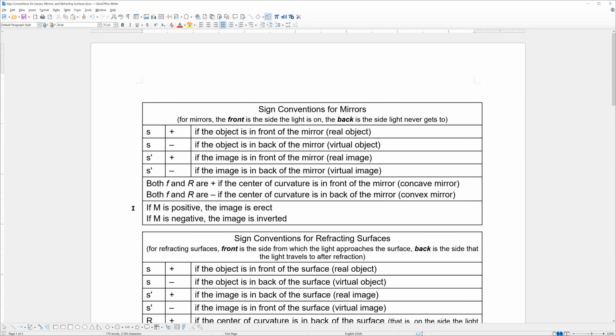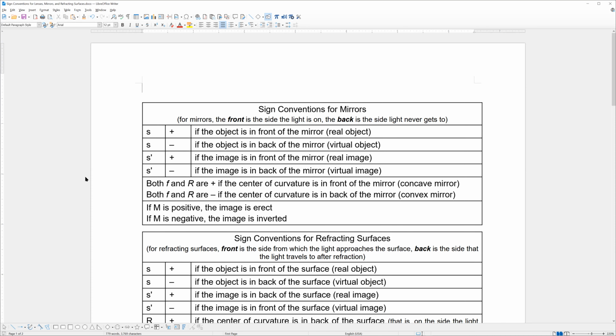If the image is erect, so it's got the same orientation as the object did, then we call it positive magnification. And if it's negative, it's inverted, upside down. And a lot of things make upside down images. That's not a problem. Okay. Then we've got these things, f and R. Lowercase f, I'll talk about what that is. It's called the focal length.